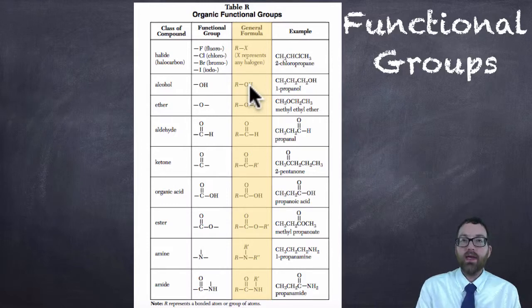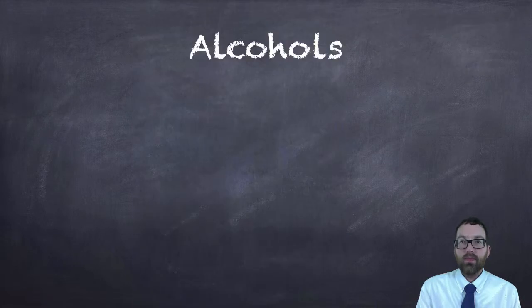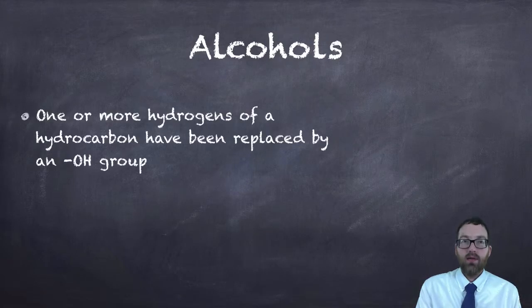And in the last column, they give you an example of each kind of organic compound. So they have a condensed structural formula for each, and they have a name. These are often useful in learning the rules for how to name these things and applying them to the types of questions they're asking you. So our first functional group we're going to talk about are alcohols. Alcohols are when you have one or more hydrogens of a hydrocarbon being replaced by an OH group.